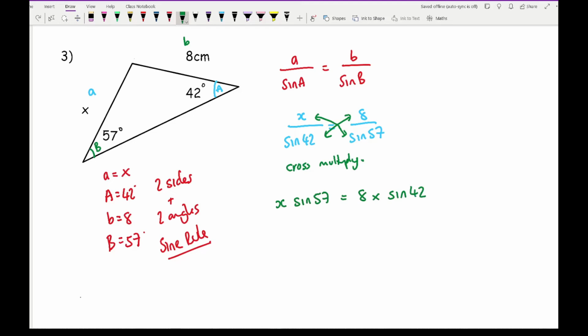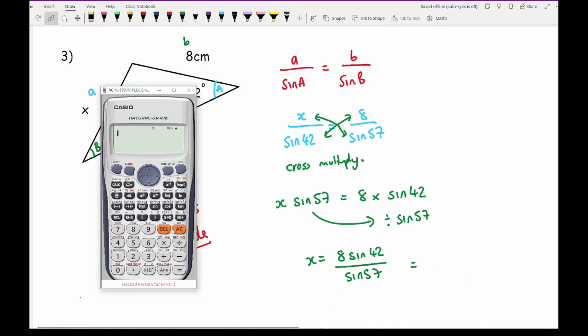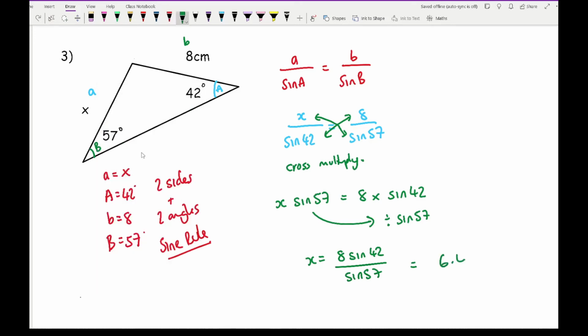So from this, I want to get x the subject. So the opposite of multiplying by sine 57 is to divide by sine 57. So x equals 8 sine 42 divided by sine 57. And if I type that all into my calculator, let's get that back on the screen. Get the fraction. So 8 sine 42, close bracket, and sine 57, and it equals 6.38, so 6.4, and it's going to be centimeters to 1 decimal place.